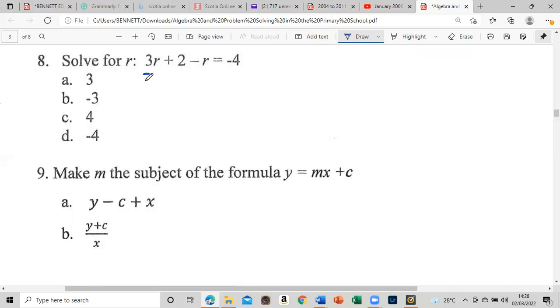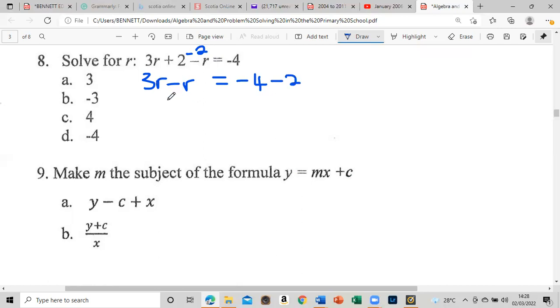Alright, so we need to group the like terms. So we have 3r, this is already on the same side. So minus 3r, same sign, right? We have a minus 4 here. This is a minus r. This is a positive 2, so we take the inverse, which is minus 2, as we want to group the like terms, right? So see, the like terms are grouped now.